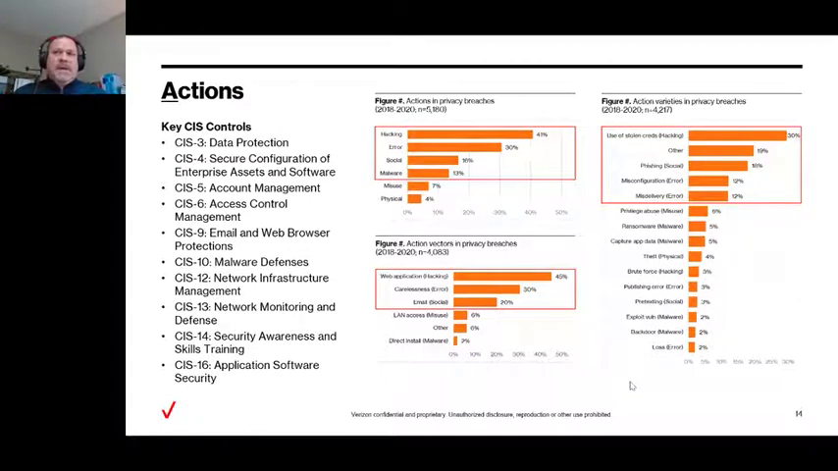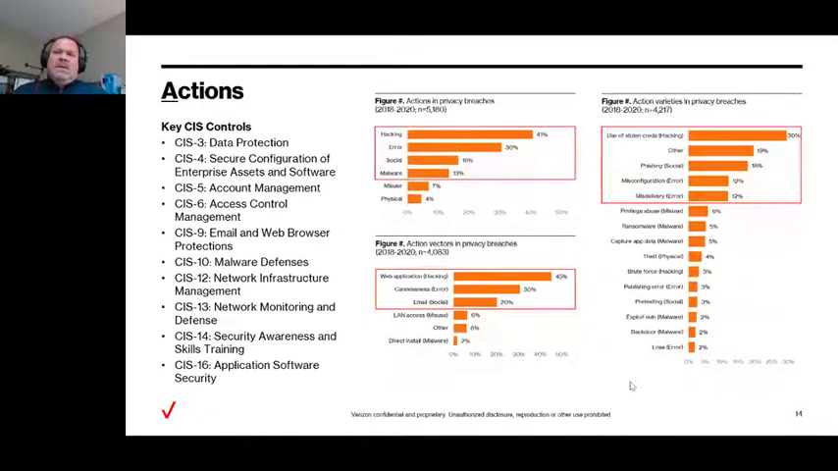Misconfiguration at 12%, that's your error. Misdelivery at 12%, that's also your error. This is the burger and fries of error, misconfiguration and misdelivery. In fact, those two combined for overall data breaches for this year's DBIR at 17%, but you can see here they're 24% combined.